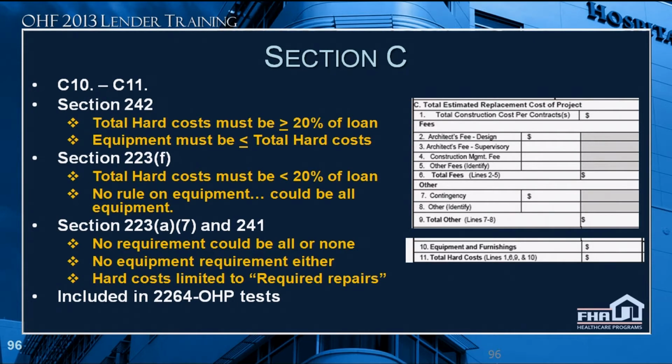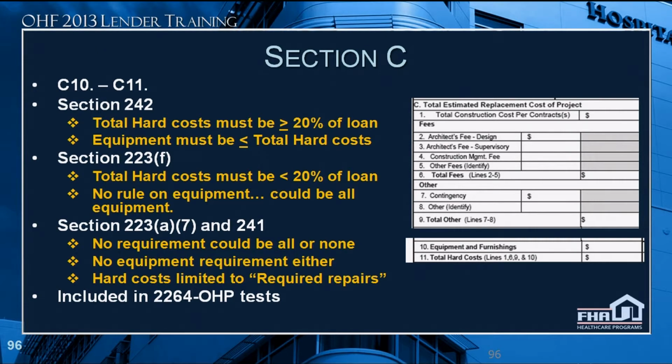So that one should be 50%. We'll get a corrected slide, I presume, and get it posted. Section 223F, total hard costs must be less than 20% of the loan. In fact, they could be zero, but they have to be less than 20% of the loan. There is no rule on equipment, so on a 223F, it could be all equipment or no equipment. So the 50% rule for equipment doesn't apply on a 223F.